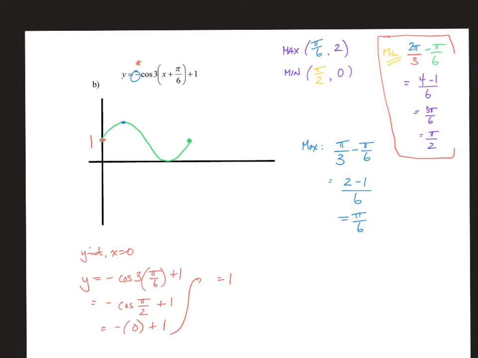Let's label everything we've got. I have my max occurring at pi by 6 and 2, and I have my minimum occurring at pi by 2 and 0. So what do I want you to get out of that one? Be focused on the reflection.